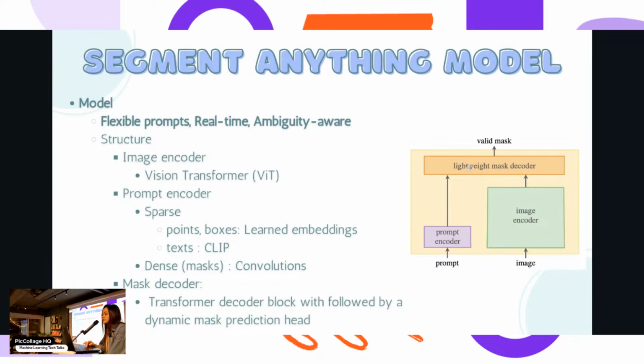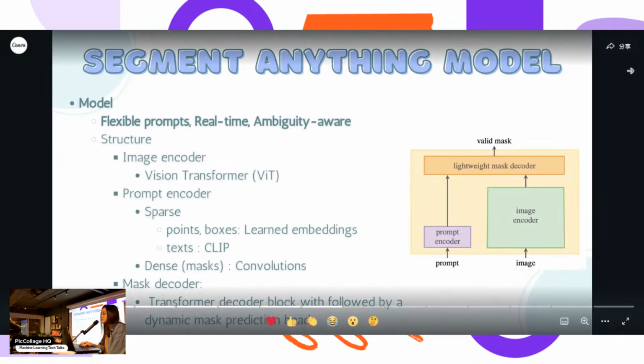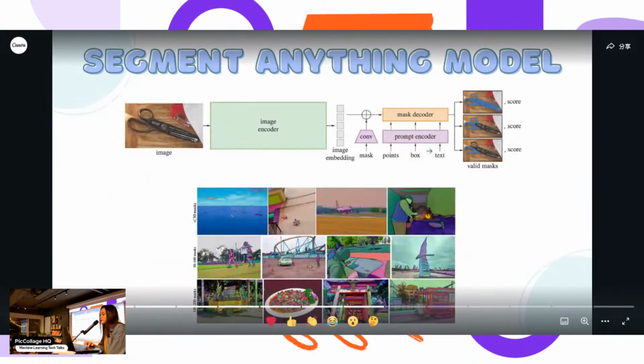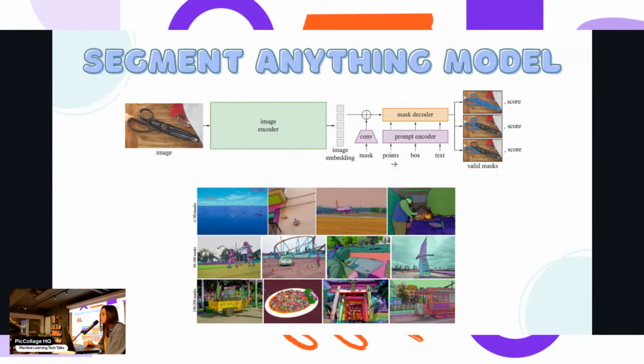And the last part is very simple, just a decoder like a transformer decoder. And then the output will be a valid mask. So here is the whole pipeline. We can input an image and get the image embedding, and we can input different kinds of prompts like masks, points, boxes, and text. And then after the decoder, we can have different segments with scores. By using the scores, we can filter some bad segments, or we can rank them.